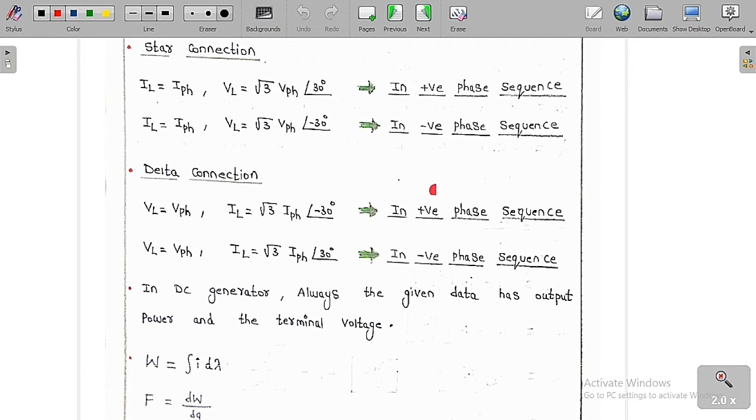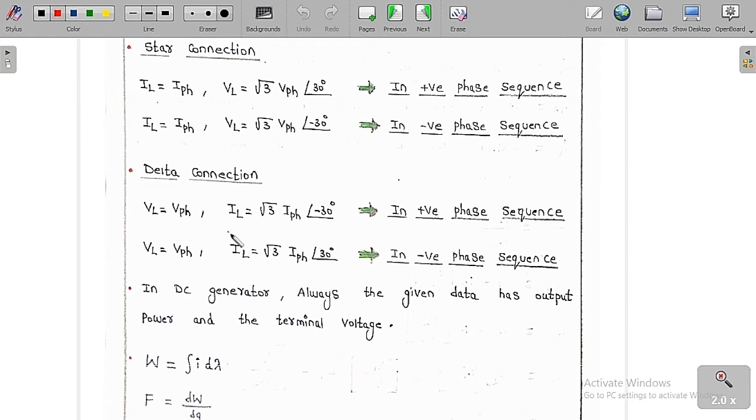So these are the important points that you always have to remember. Here in a star connection, the line current is always equal to phase current, whereas in the positive phase sequence, the line voltage is going to lead the phase voltage by 30 degree. Whereas in the negative, it is a reverse. It is going to lag by 30 degree.